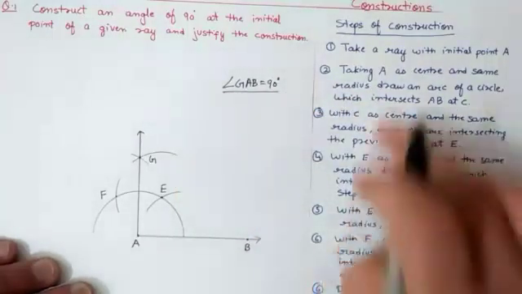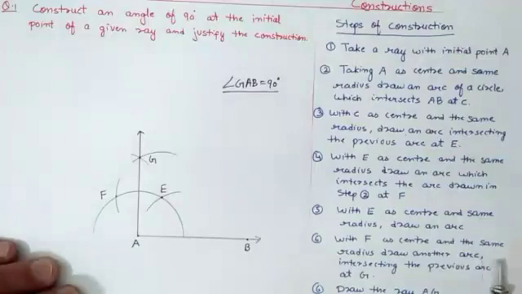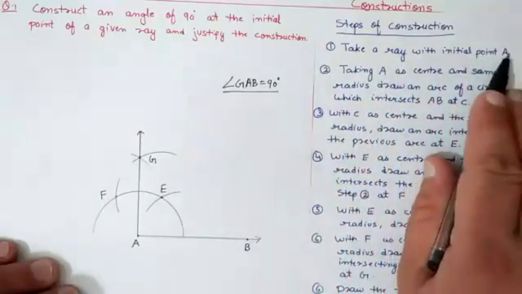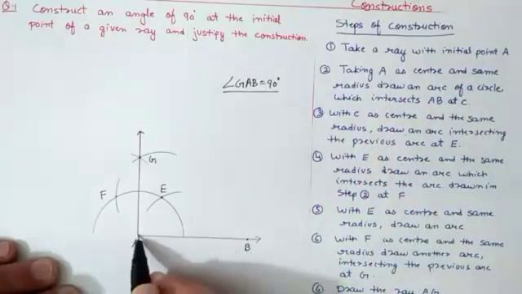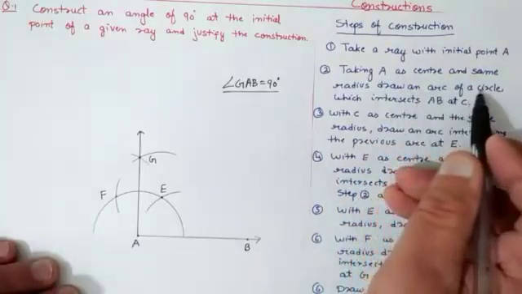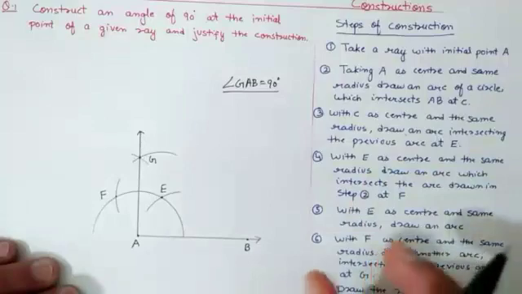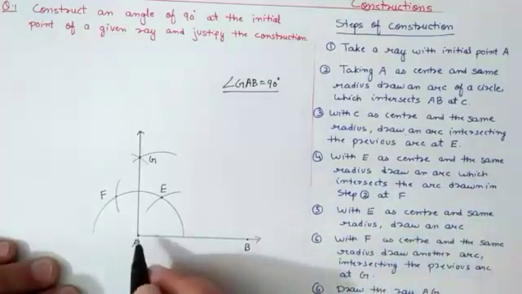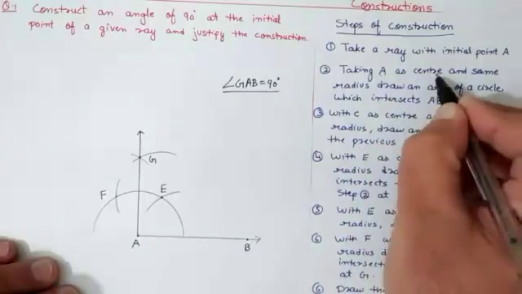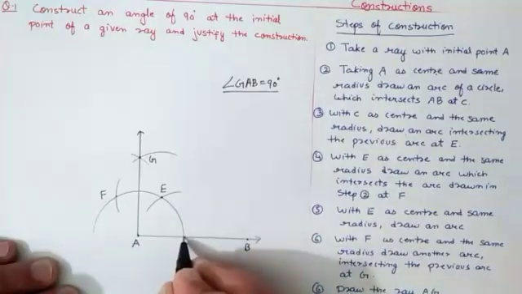So this is your construction, and like this you can write the steps of construction. Take a ray with initial point A. This is the first line which we have drawn from A to B, so that is the ray with initial point A. Now, taking A as the center and some radius, draw an arc of a circle which intersects AB at C. So we have drawn that: from A we have taken any radius and drawn one arc, and on AB we got one point, that is the point C.